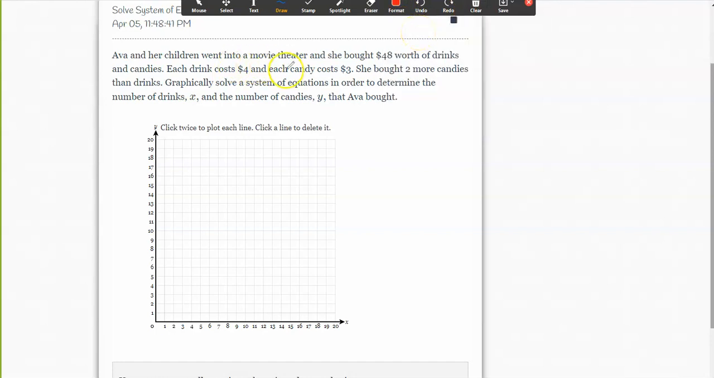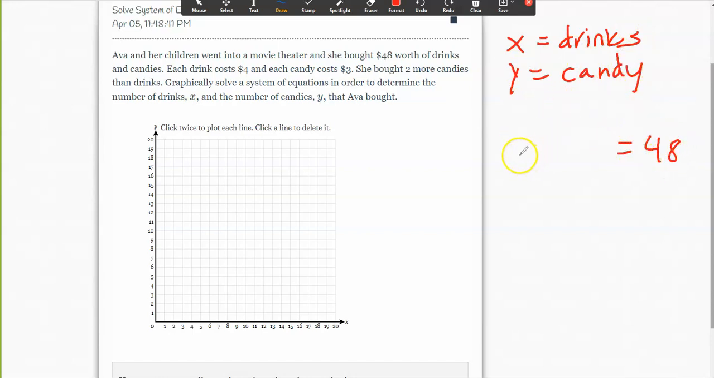Ava and her children went into a movie theater and she bought $48 worth of drinks and candies. Drinks cost 4, candy cost 3. She bought 2 more candies than drinks. Graphically solve the system. So x is drinks and y is candy. And remember, I know that if it's money on the answer side, I gotta have money on the question side. So $4 for drinks, so 4x, and $3 for candy, so that's 3y. So there's my first sentence.